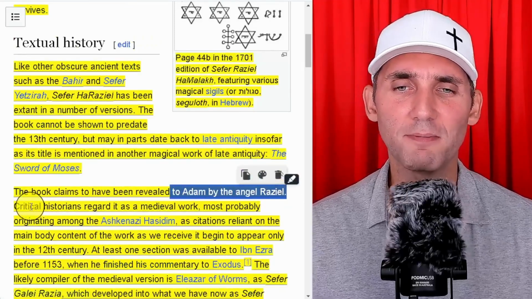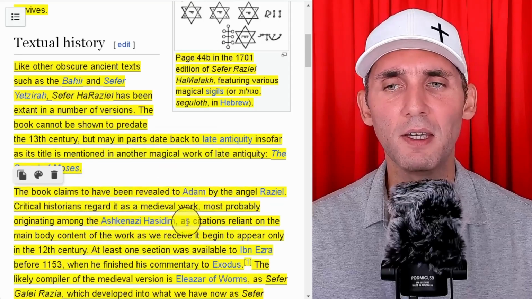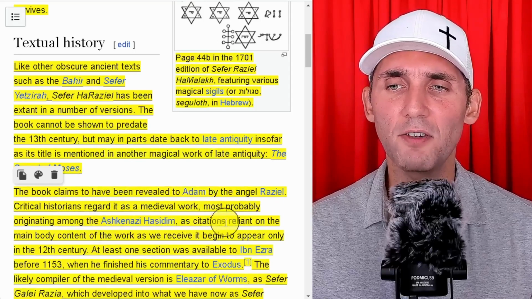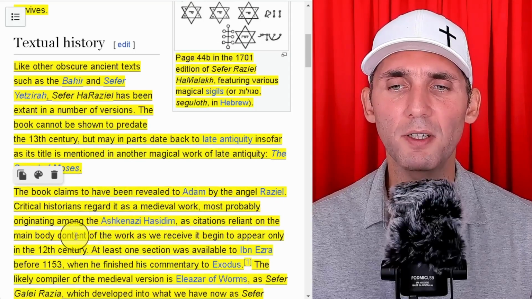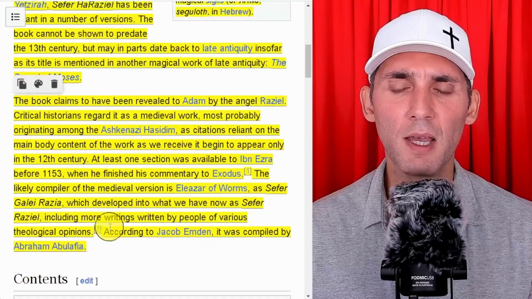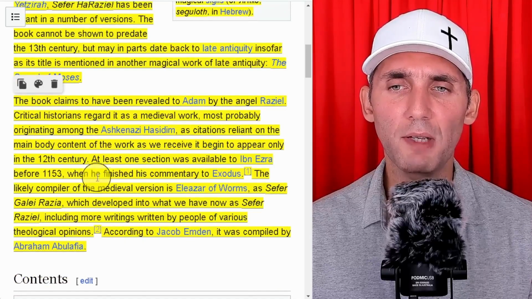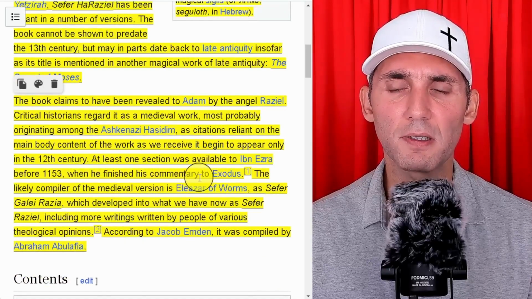What does the Bible say about that? Critical historians regard it as a medieval work, most probably originating among the Ashkenazi Hasidim, if you know about them, as citations reliant on the main body content of the work as we receive it begin to appear only in the 12th century. At least one section was available to Ibn Ezra before 1153 when he finished the commentary to Exodus.